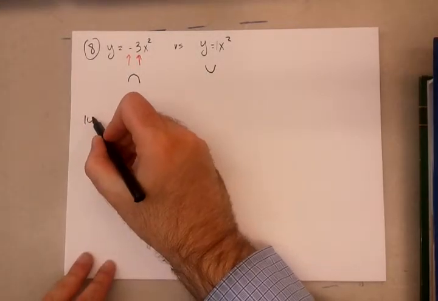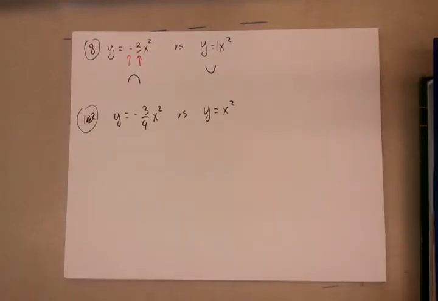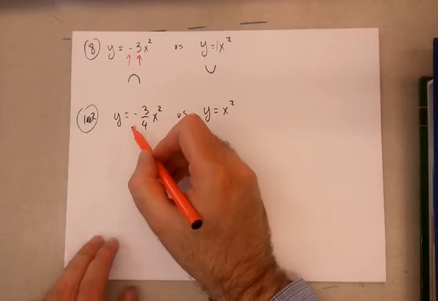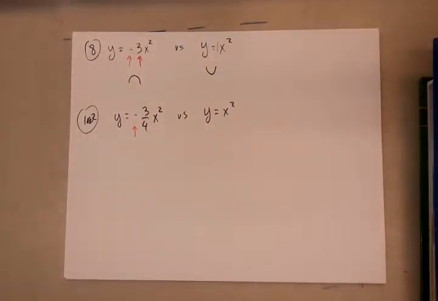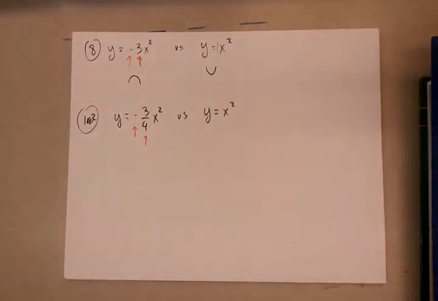Number 10. Not number 10, number 12. I'm skipping 10, I'll let you do that one. So again, we're comparing against the baseline, this new quadratic function, this new equation, and we're going to see what are the differences. Well, first of all, right over here, we have a negative where it's a positive in our baseline, and then right over here, we have something other than a 1 in front of the x squared.